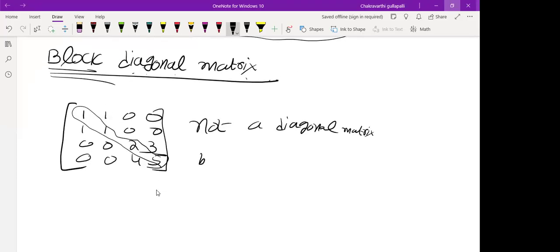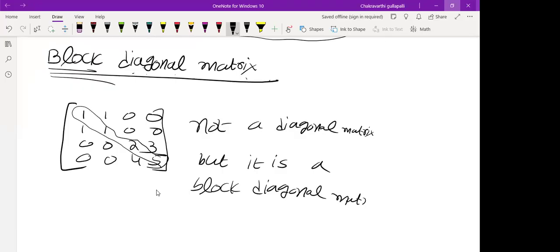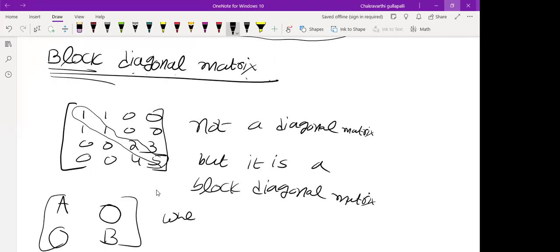But it is a block diagonal matrix. That is, diagonally you are having blocks. What are the blocks you are having? This is in the form A 0 0 B. What is A here? A is 1 1 1 1. What is B? B is 2 3 4 5. That is, you are having matrices in the block.